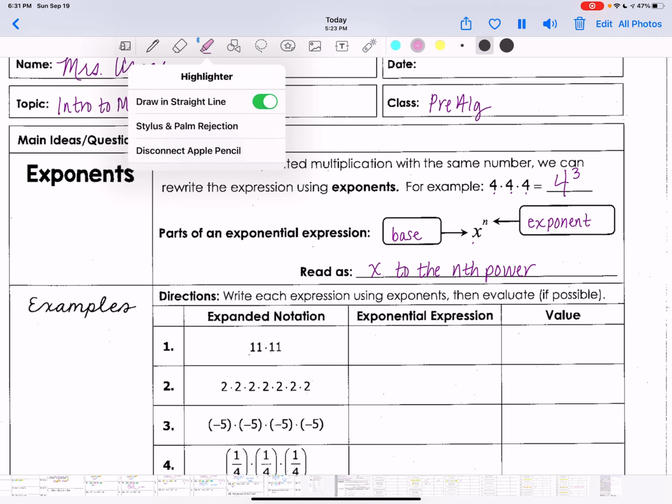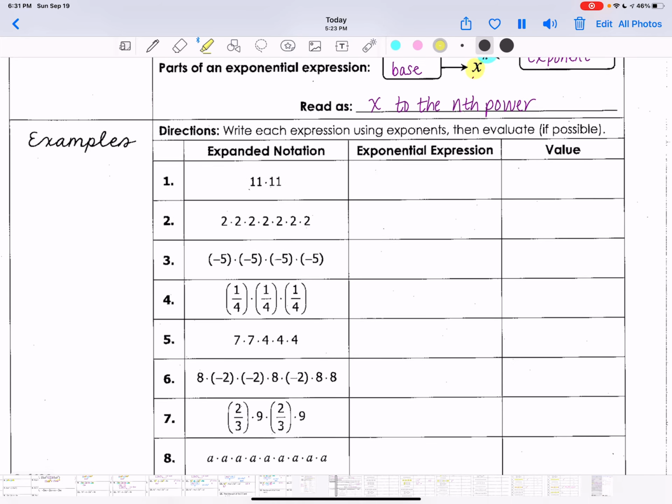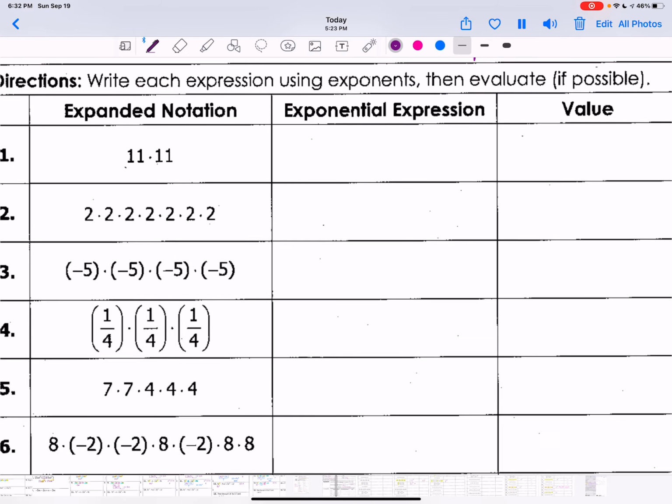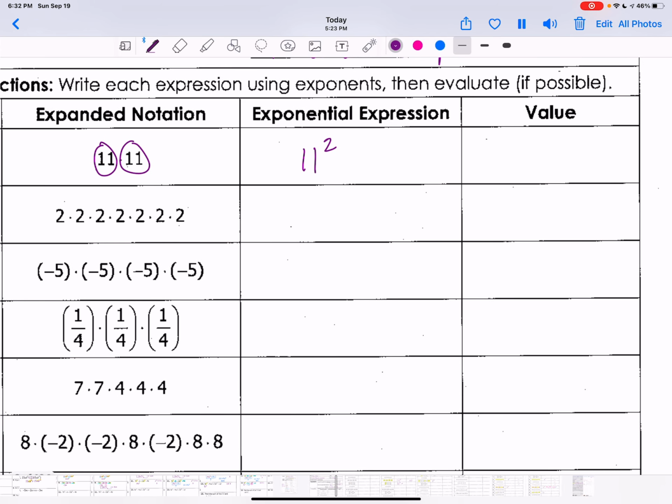So the base is the number, like 4 would be your base in the example above, and then n would be your exponent, which matches the 3. And you read it as x to the nth power. All right, so now let's go ahead, let's do expanded notation. Expanded notation is similar to factoring out. So we're just going to take your base and count how many times you have your base. So we have 11 times 11, so 11 is your base, and we have it twice, so that means your exponent is 2. And then value is just where you multiply it all out, and so that's basically 11 times 11, which is 121.